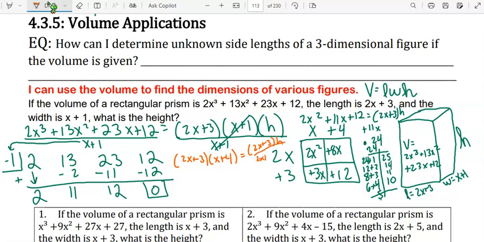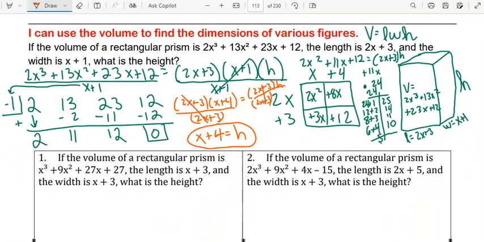Divide each side by 2x plus 3. And so h is going to equal x plus 4. We don't need to have the parentheses anymore. So the height is x plus 4. We'll leave x in our answer since we don't have a specific value for that x. Alright, now try the other examples on your own.